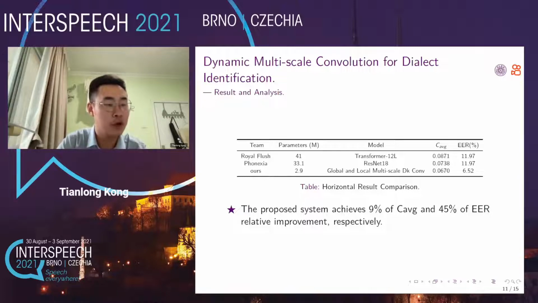From the table's horizontal result comparison, we can observe that the dynamic muscular convolution method performs better than other teams' models while operating on the same dialect task. Compared with the OLR Challenge 2020 leaderboard number 1, our model can achieve 9.2% Cavg and 45% equal error rate relative improvement with only 2.9 million parameters, respectively.